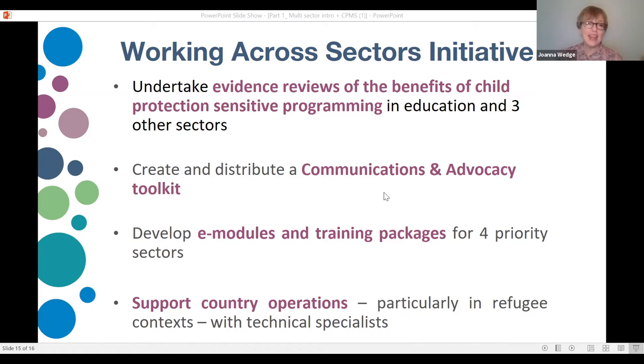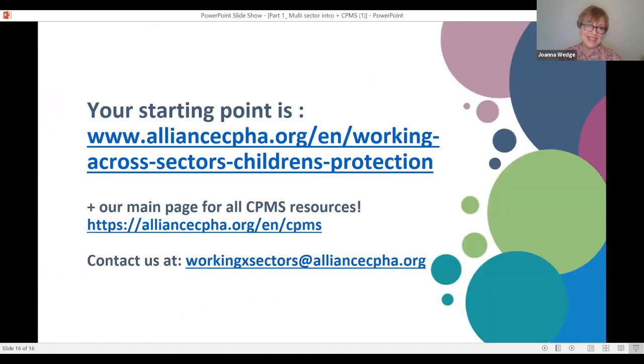So in the final slide, I'm giving you some resources, some places to go. Your starting point is this microsite on working across sectors, children's protection. There you will find all sorts of resources, written and illustrative, visual. You'll find video, and links to that e-course as an initiative as a whole, as well as by sector. Then of course you have our main CPMS resource page, and also this email where you can reach out directly to us for working across sectors if you have some ideas or suggestions or questions and so on.